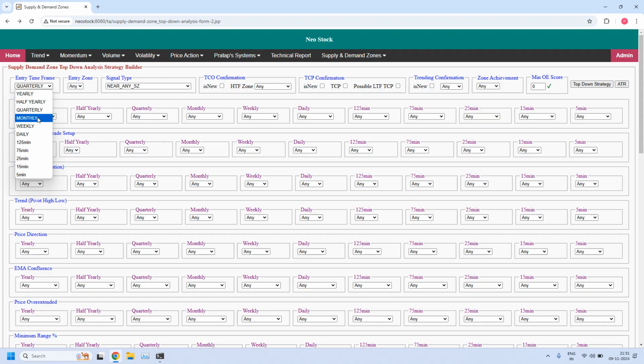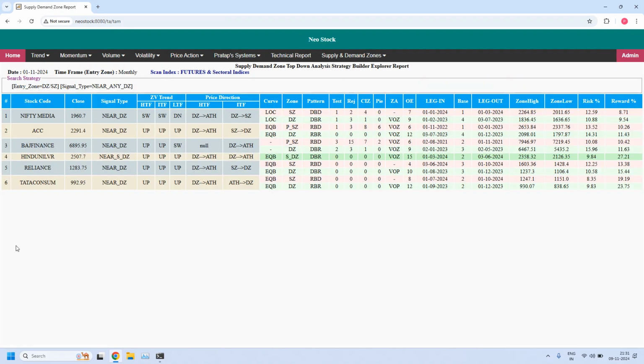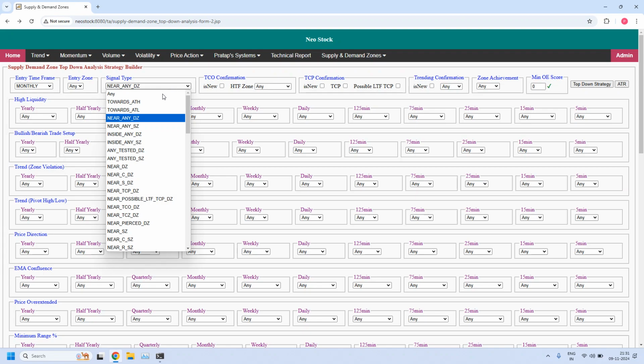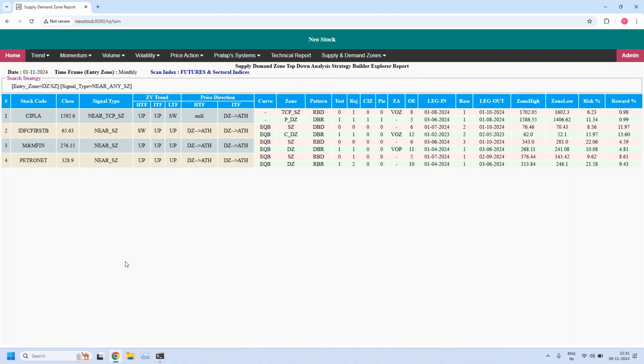Next time frame is monthly. Let's find the stocks near monthly demand zone. 6 stocks are filtered. Next monthly time frame, let's find the stocks near monthly supply zone. 4 stocks are filtered.